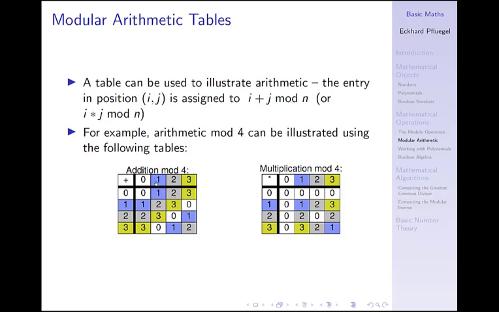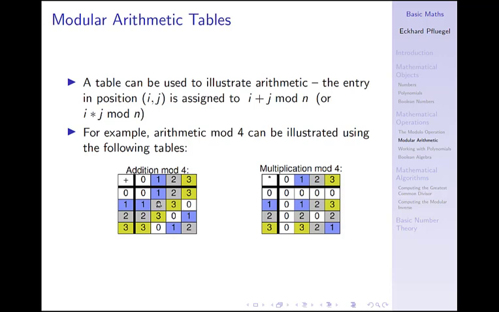We have the addition plus modulo 4, so the input can only be one of those 4 values, 0, 1, 2, or 3. So we put both inputs here in terms of the columns and the rows. Then at any position, let's say here in row I and in column J, we assign the sum of I plus J. Depends how you enumerate it.